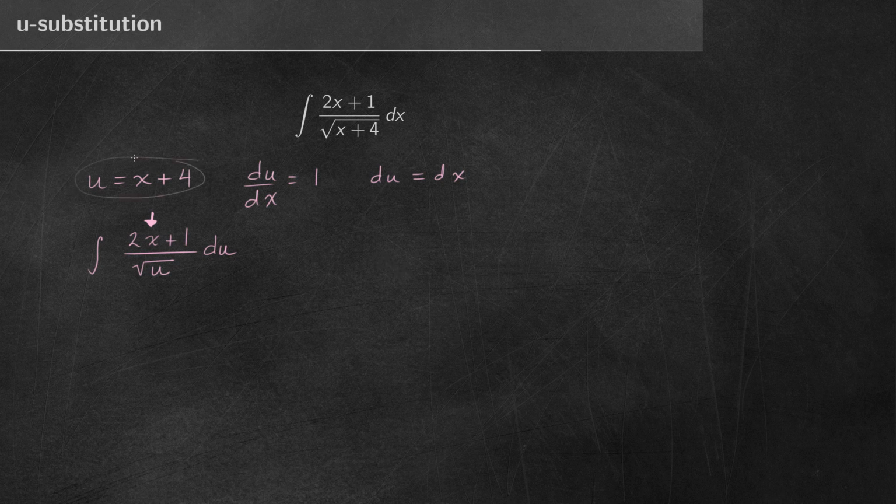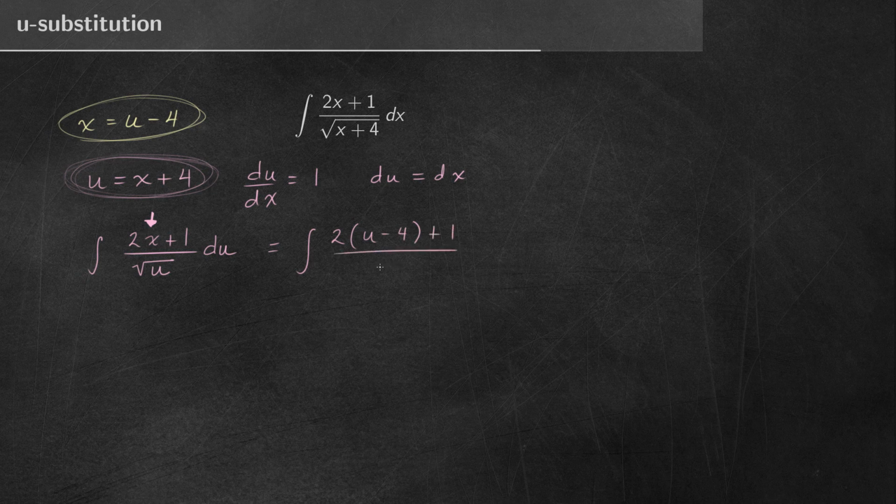So I'm going to go back and use my equation for u, and instead of writing u in terms of x, I'm going to solve this for x in terms of u. And this one is pretty simple to solve for x. We just subtract 4 on both sides, and we get x equals u minus 4. Okay, so now I know that u is x plus 4, and x is u minus 4. So instead of 2x, I have 2 times u minus 4 plus 1 over the square root of u du.